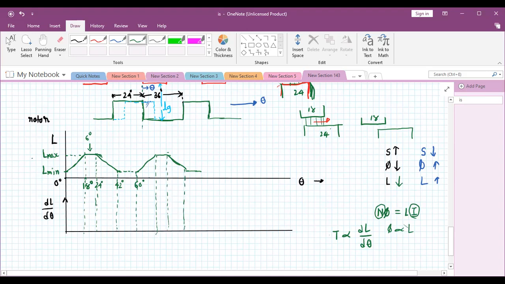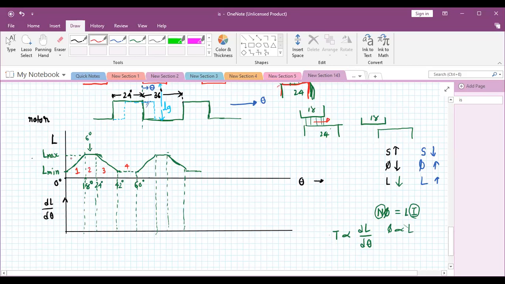So here, what is the dL by dθ for this particular first section? See here, first section we can say this is one. Second section, third section, and fourth section. So for the first section, what is your dL by dθ? Is it increasing or decreasing in this first section? Is the inductance increasing or decreasing?